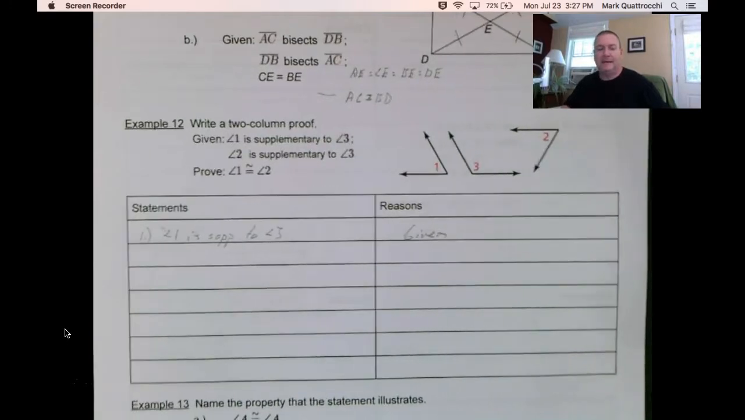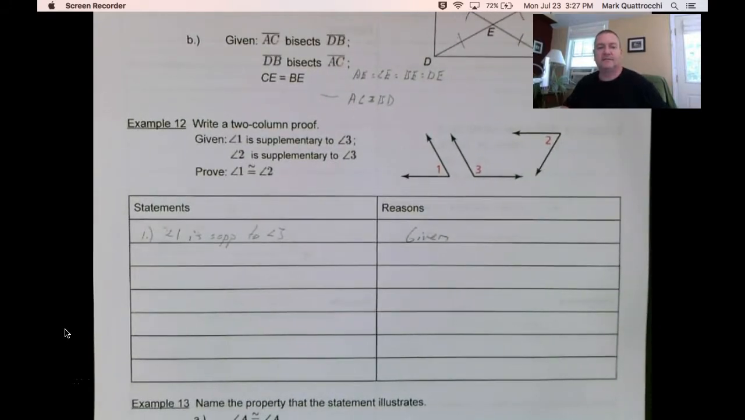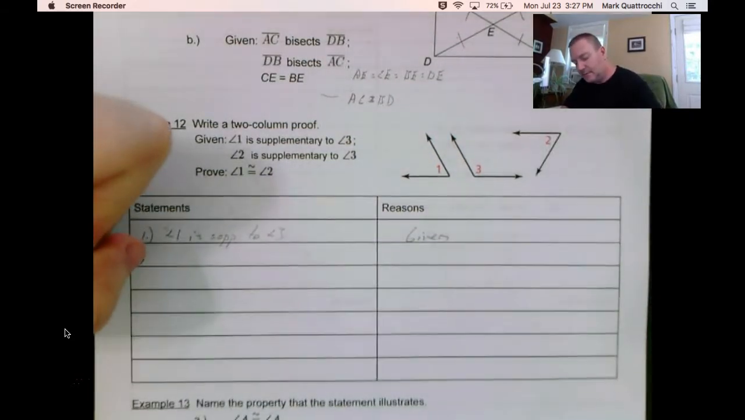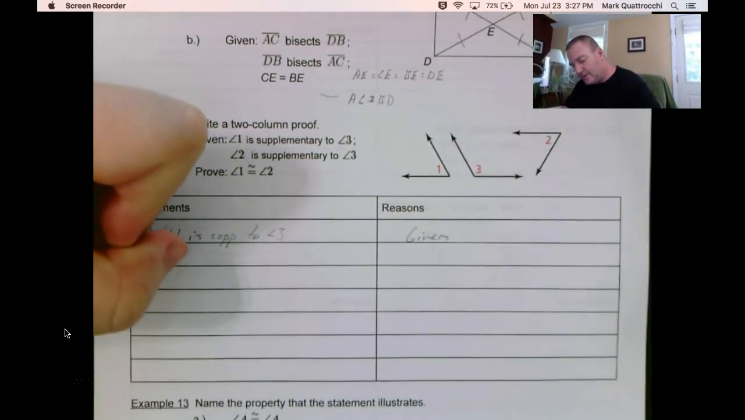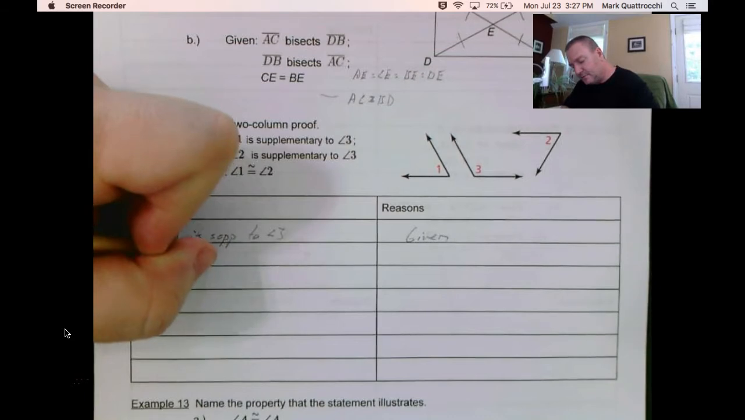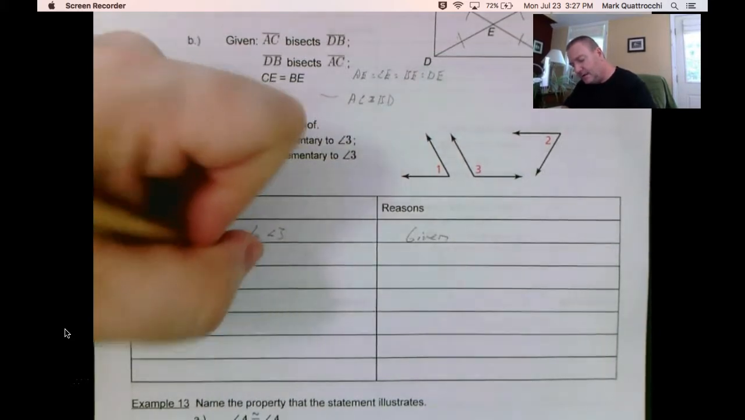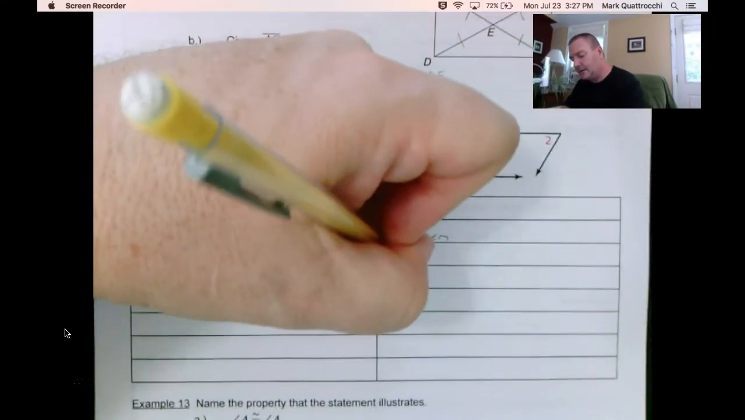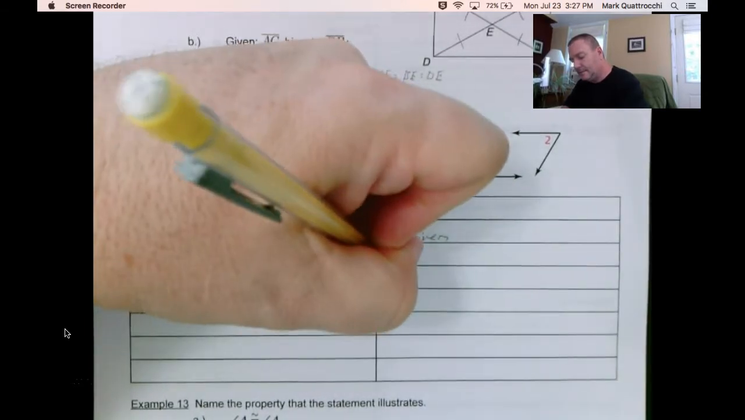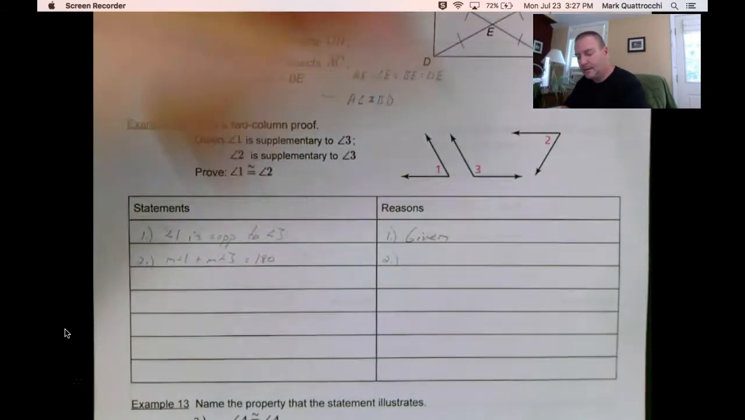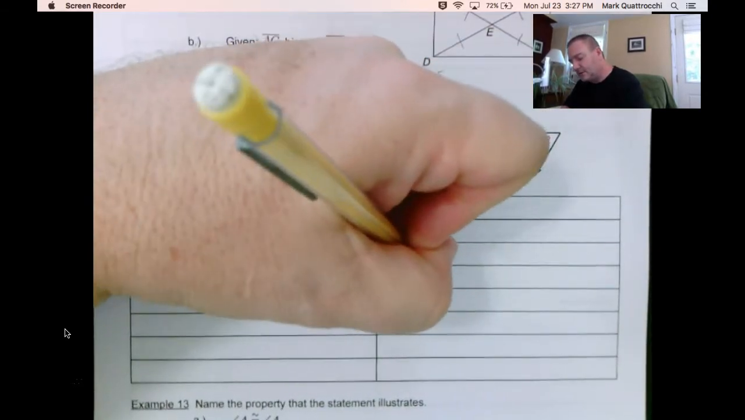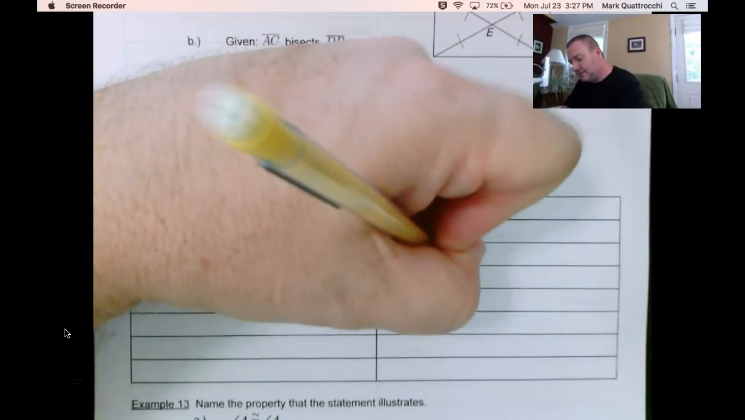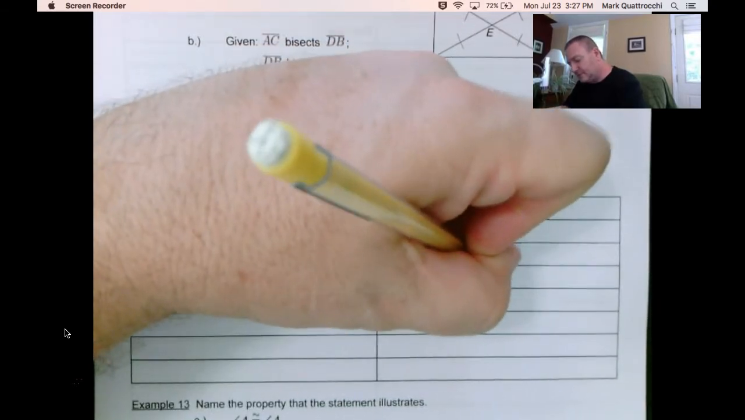What does that mean? What does that tell us about angles 1 and 3? If angle 1 is supplementary to angle 3, what does that mean? Well, it means, statement 2, that the measure of angle 1 plus the measure of angle 3 is equal to 180 degrees. How do I know that? I know that because I know what the definition of supplementary angles is.